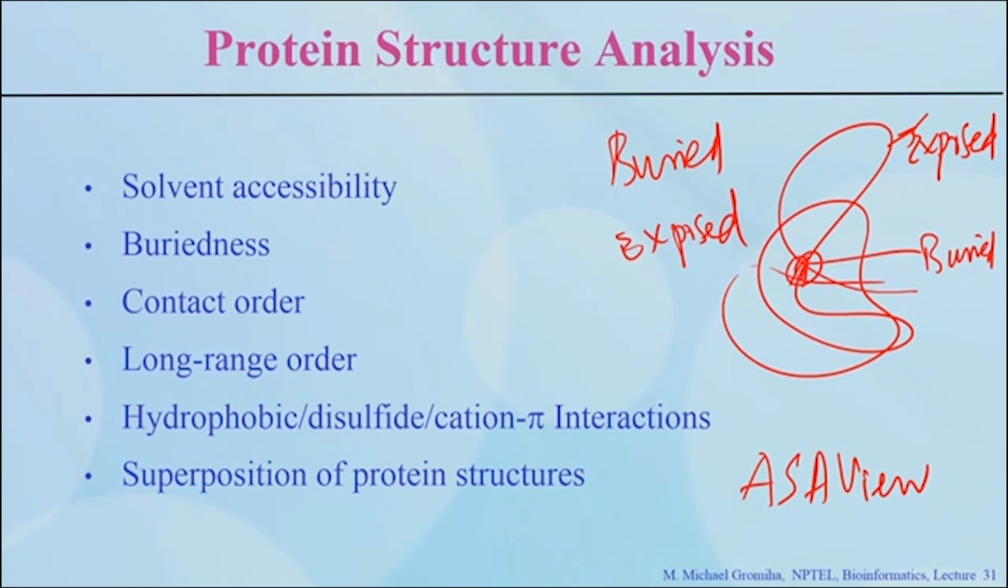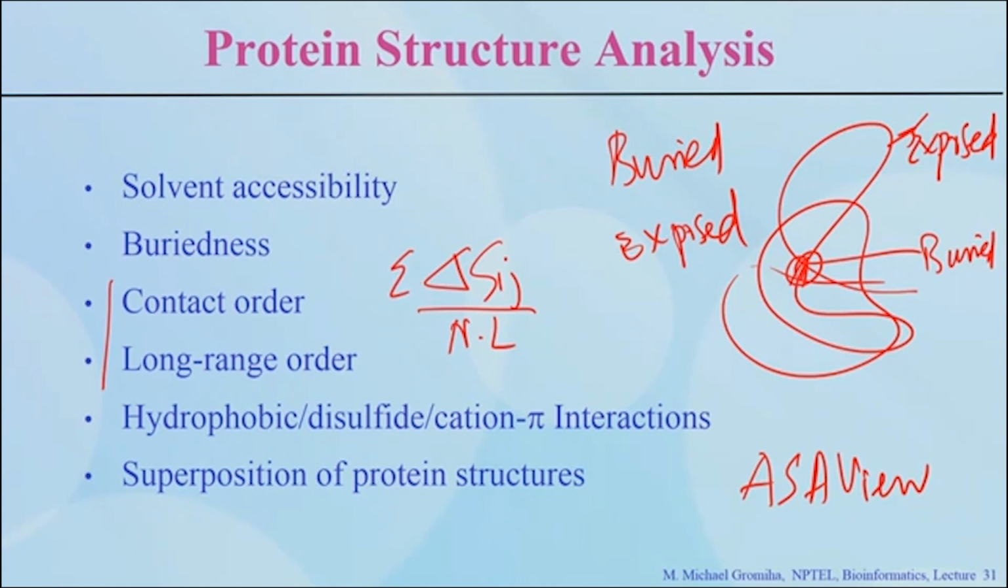Then based on solvent accessible surface area, we discussed other parameters like relative solvent accessibility, buriedness and so on. Then based on the contacts, we discussed some parameters like contact order. What is contact order? This will give you how far apart residues that are close in space are in the sequence. This was mainly delta Sij, normalized by N and L, where L is the length and N is the number of contacts. You can quantify the contacts based on contact order.